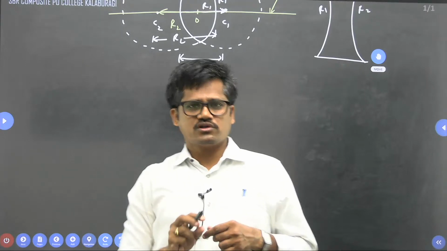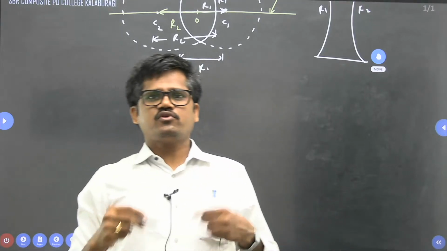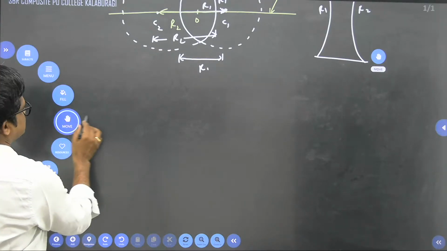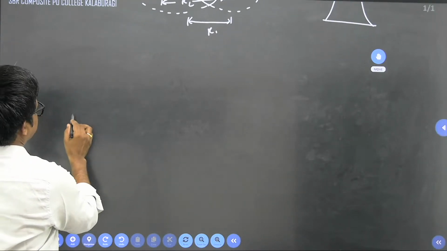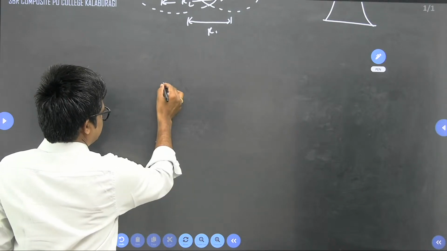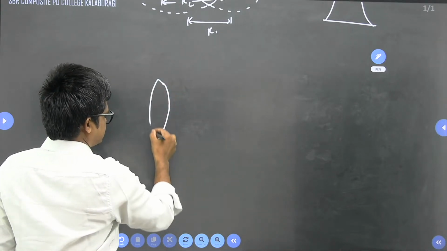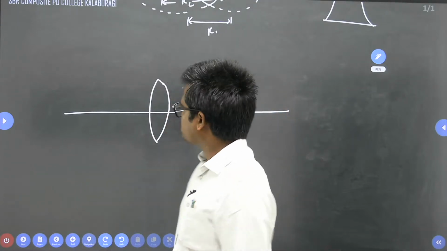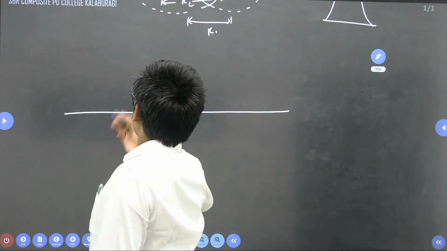Okay, there are two focus points: one is the first principal focus and the other is the second principal focus. We'll think now about what the first principal focus is. If this is the lens, and this is the principal axis, which is the first principal focus?